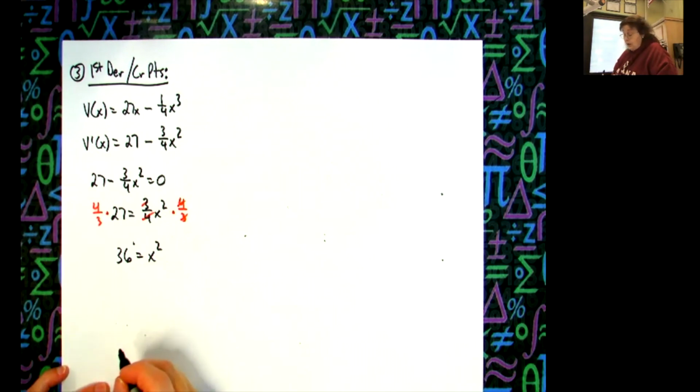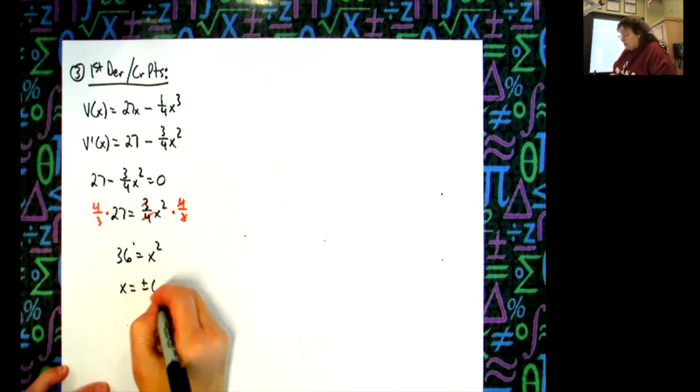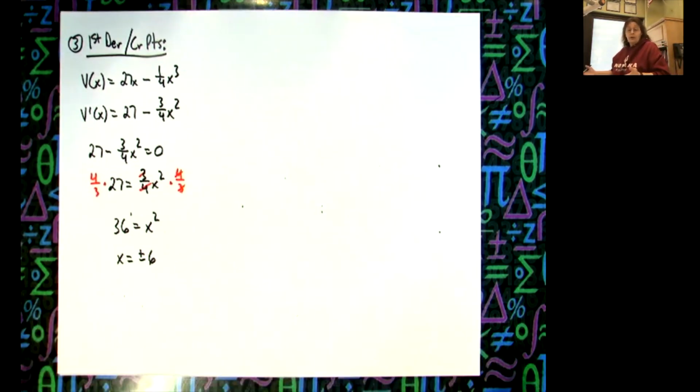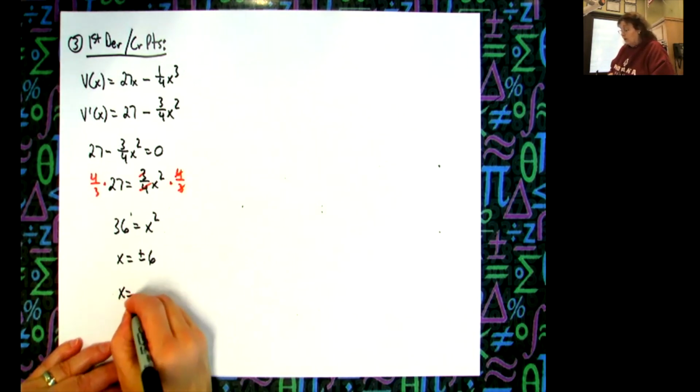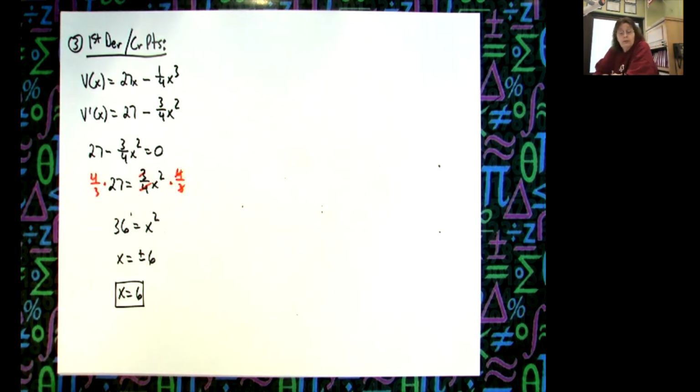Again, technically, when I take the square root of both sides, I do get plus or minus 6. But what are we talking about? We're talking about dimensions of a box, so I know it can't be the negative number. I know x is going to be 6. Now technically, that probably is going to be the answer.